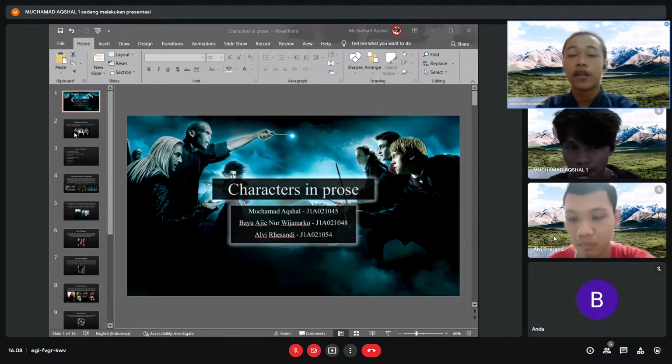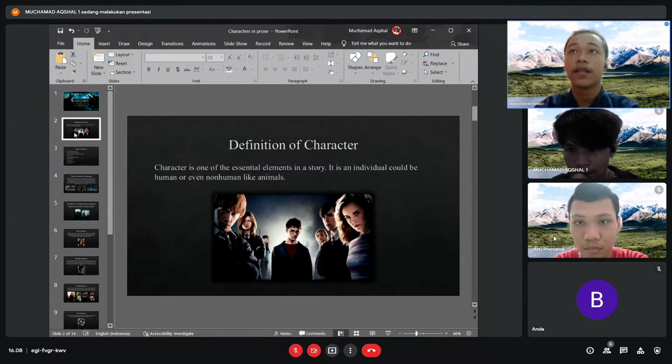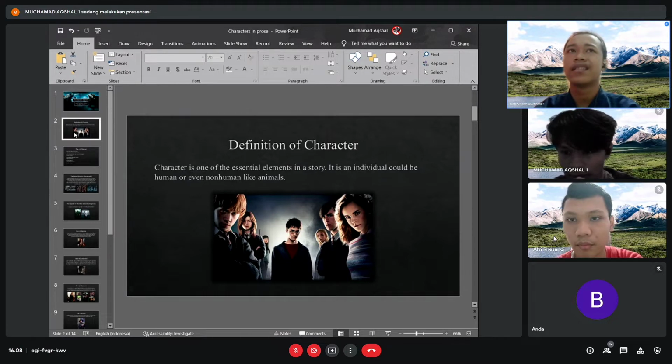First one is definition of character. Character is one of the essential elements in a story. It is an individual, could be a human or even non-human like animal. In this section, we are going to discuss type of character.